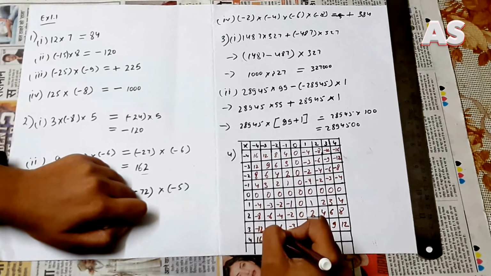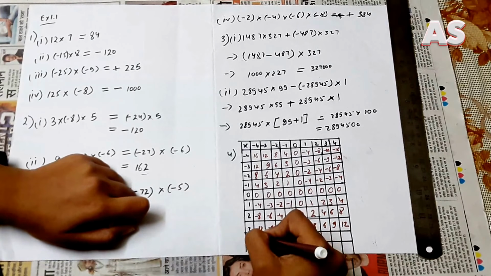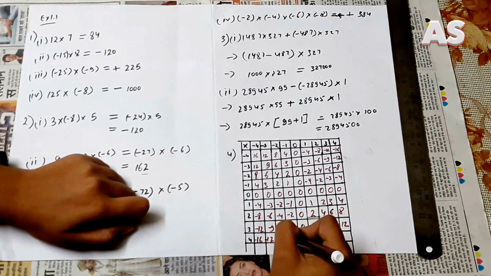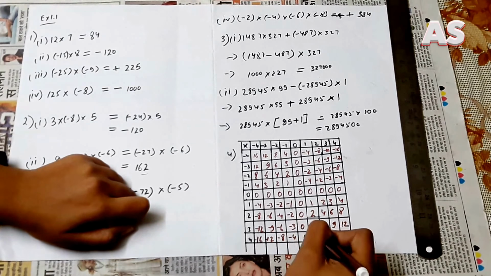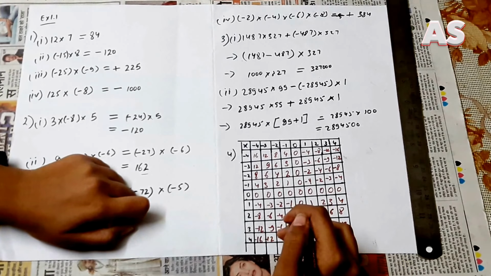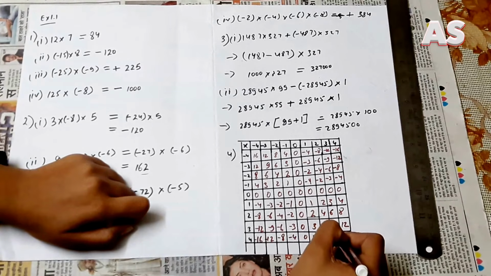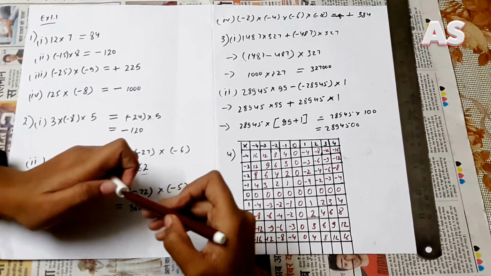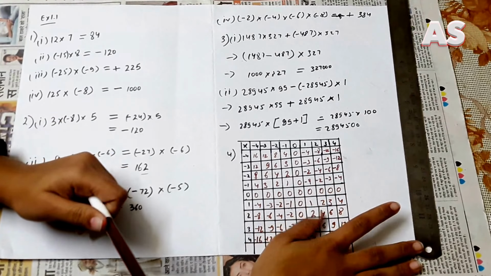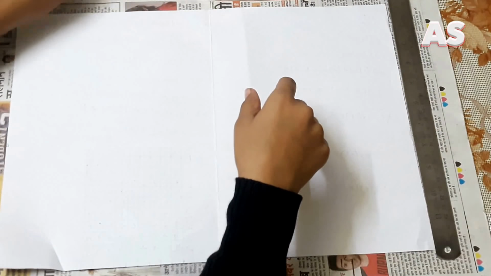So now it would be 16, 12, minus 16, minus 12, minus 8, minus 4, 0, and then it would be 4, 8, 12, 16. So this question is completed. Now we'll start from the next question, the fifth question.